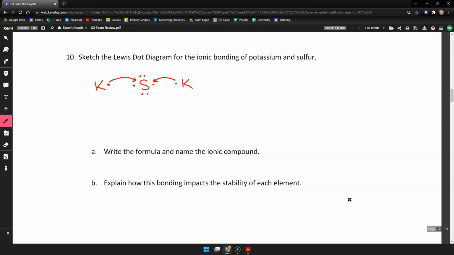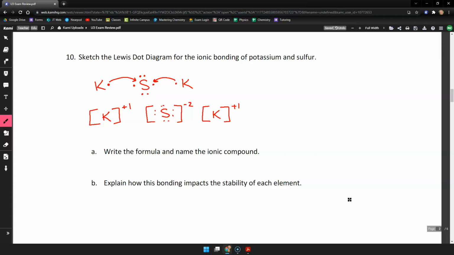So both potassiums gave up their valence electron. Sulfur picked up 2 more. So now sulfur's happy, it has 8. So to write out our ions, we have potassium. Potassium lost an electron, so it'll have a charge of +1. Sulfur gained 2 electrons. 1, 2, 3, 4, 5, 6, 7, 8. So it'll have a charge of -2, and then we had 1 more potassium.